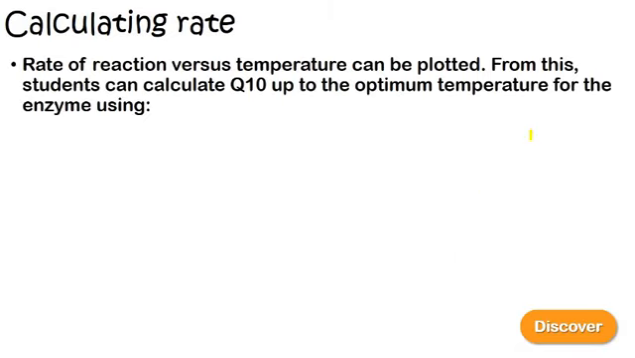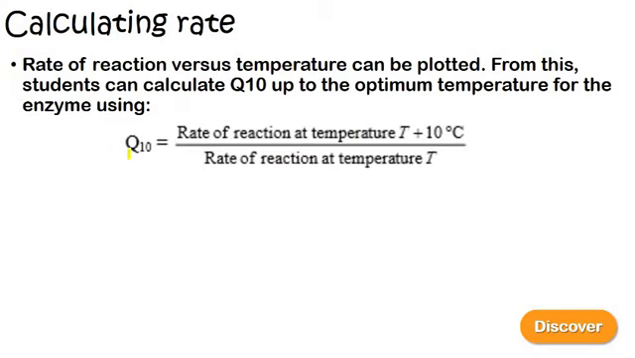Now, you have plotted the temperature versus rate of reaction, and from this we should be able to calculate the Q10 for the reaction. There is an equation for this, and that is Q10 is the rate of reaction at a specific temperature plus 10 degrees divided by the rate of reaction at that temperature. I know that sounds confusing, but I will show you an example in a minute.